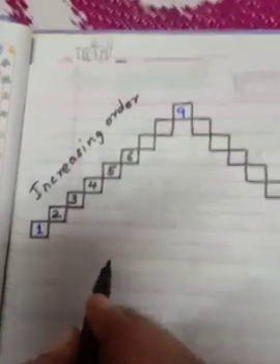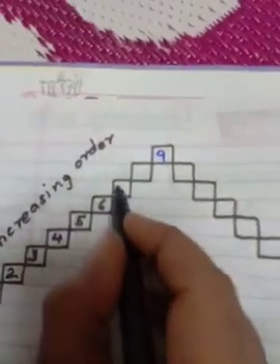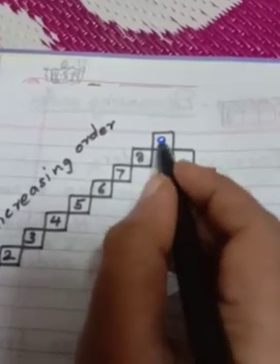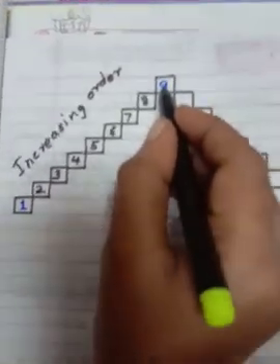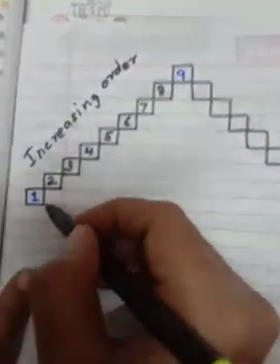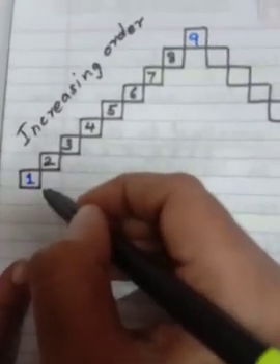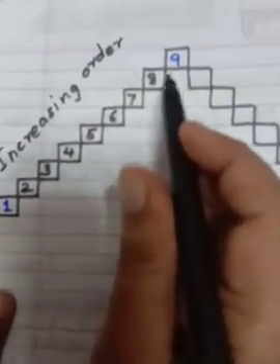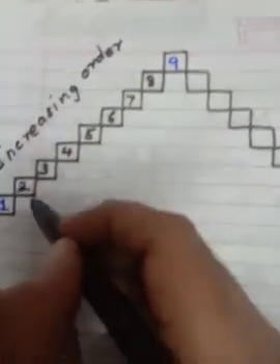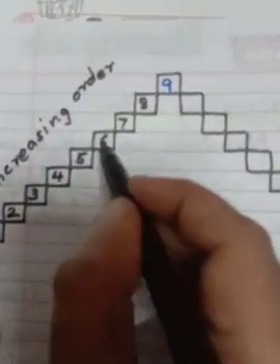and 4, 5, 6, then 7, then 8, and here last 9. So increasing order, see here, it is going upwards like this: 1, 2, 3, 4, 5, 6, 7, 8, 9.